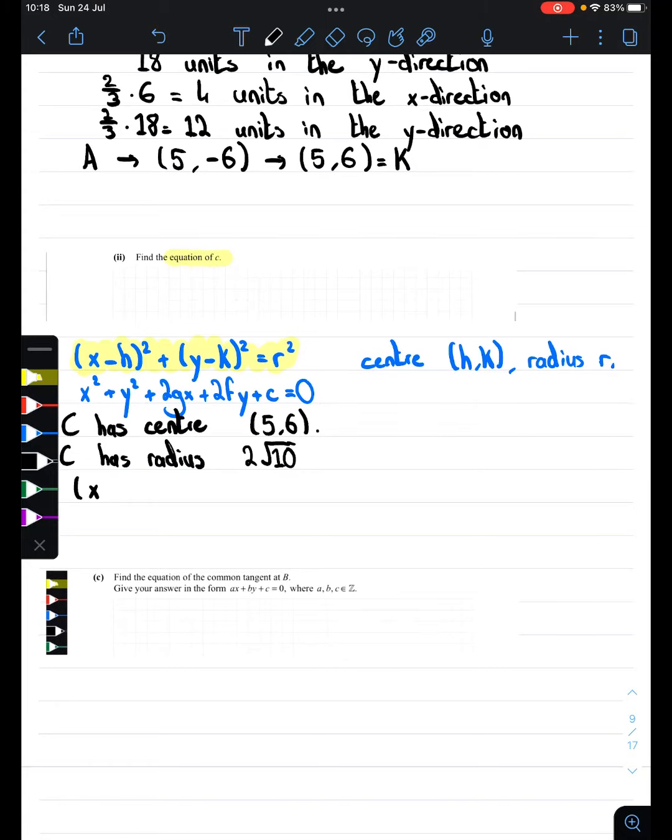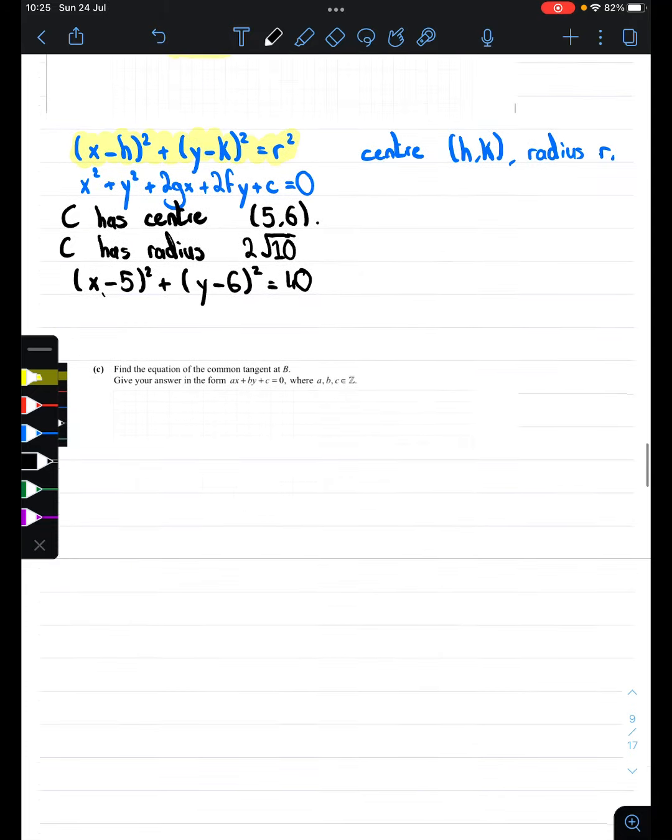x minus h, which is 5, squared, plus y minus k, which is 6, squared, equals r squared, which is 2 root 10 squared, which is 2 squared by root 10 squared, which is 4 by 10, 40.